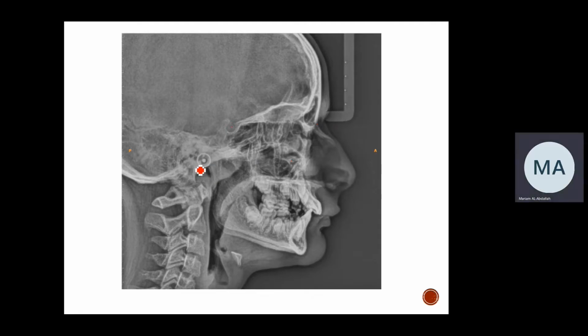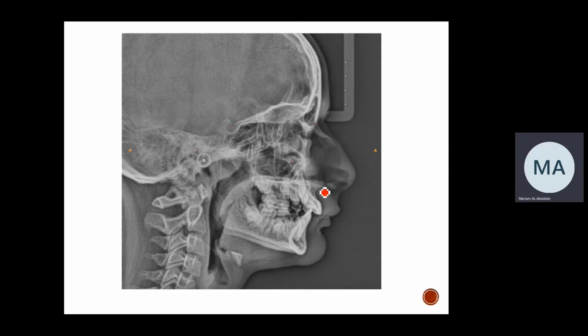It doesn't always come exactly in the middle of the external auditory meatus. So here is the external auditory meatus, this round structure here. The uppermost part of it is the porion.